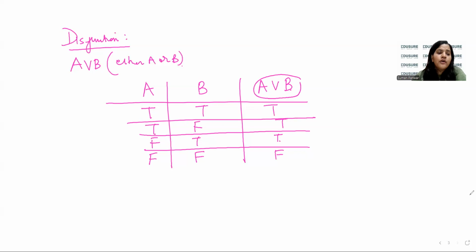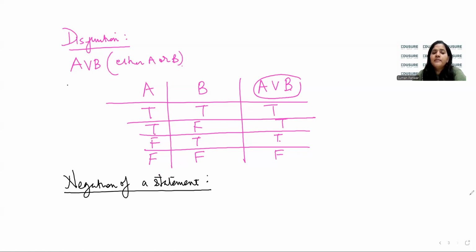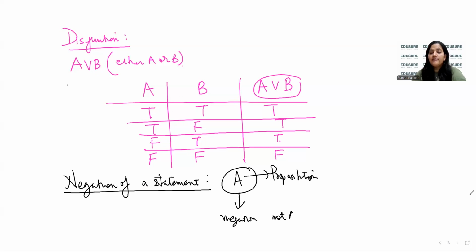Okay. So what is the negation of a statement? Negation of a statement. For example, A is the parent statement or proposition. Its negation is called not A. For example, if A means it is raining, then not A means it is not raining. Okay. So it is denoted by this, not A.